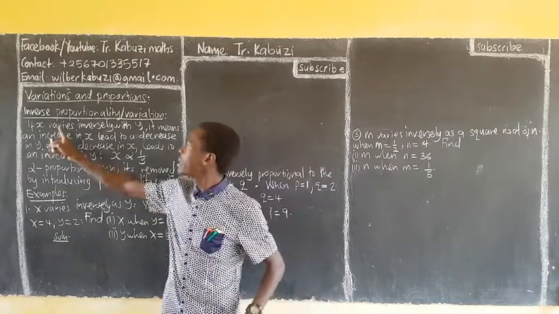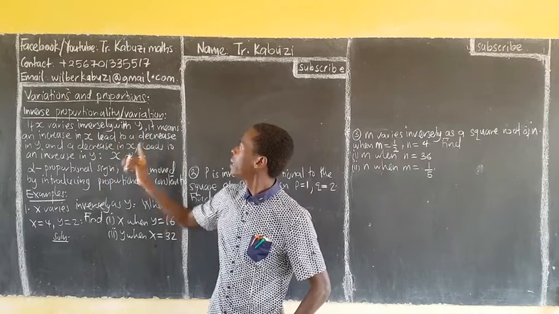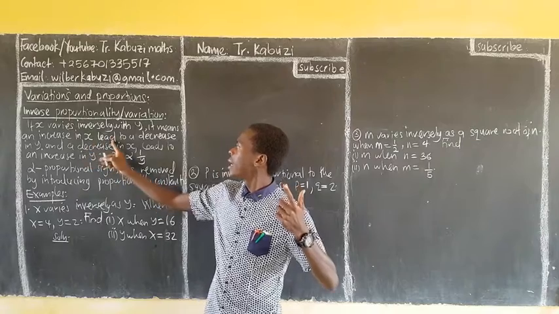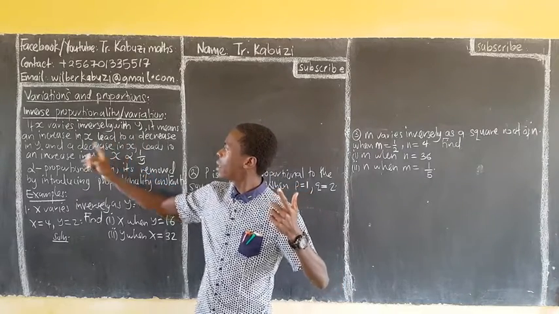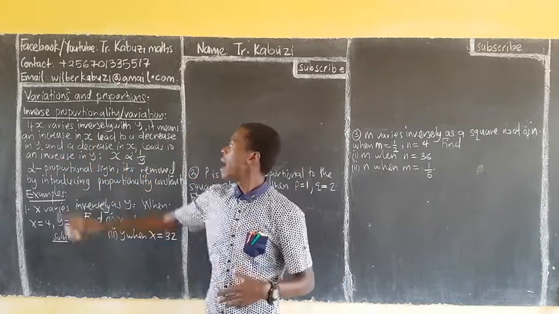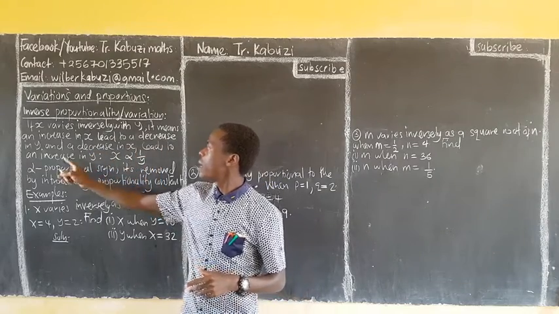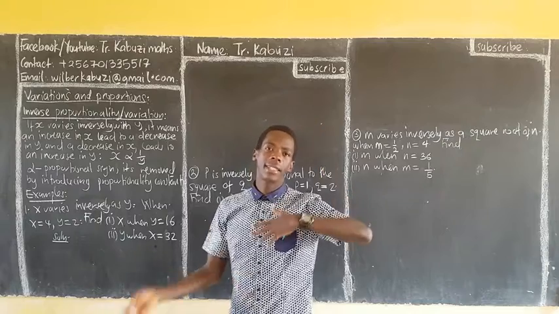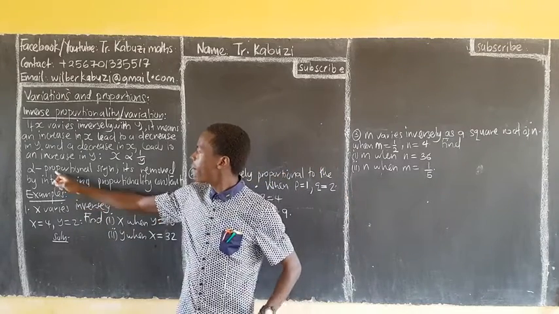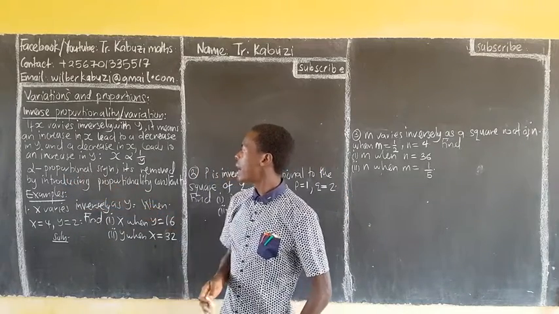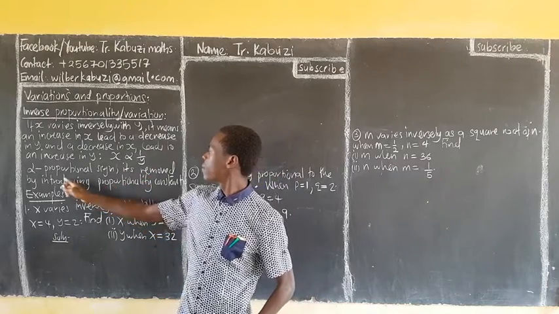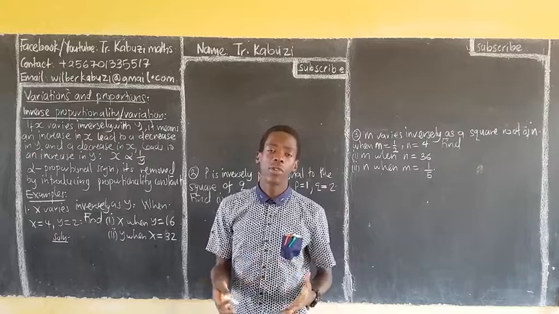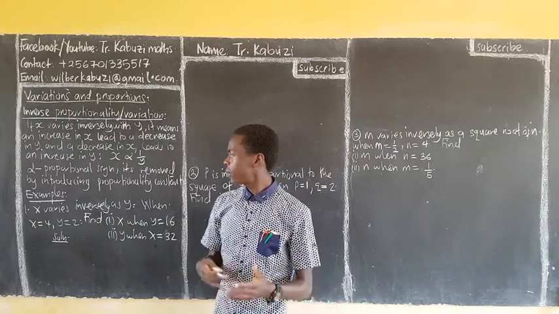So here, if x varies inversely with y, it means an increase in x leads to a decrease in y, and a decrease in x leads to an increase in y. So when you do the other one as it increases, the other one does the opposite. Alpha is the inverse proportionality sign. It can be removed by introducing the proportionality constant, as we saw also in direct. So let us go through examples.